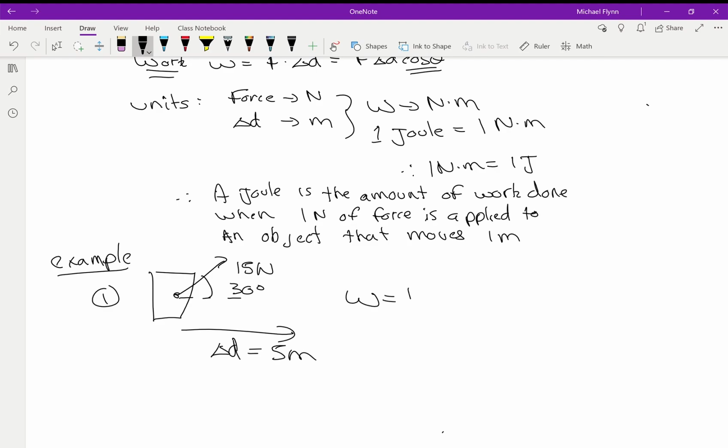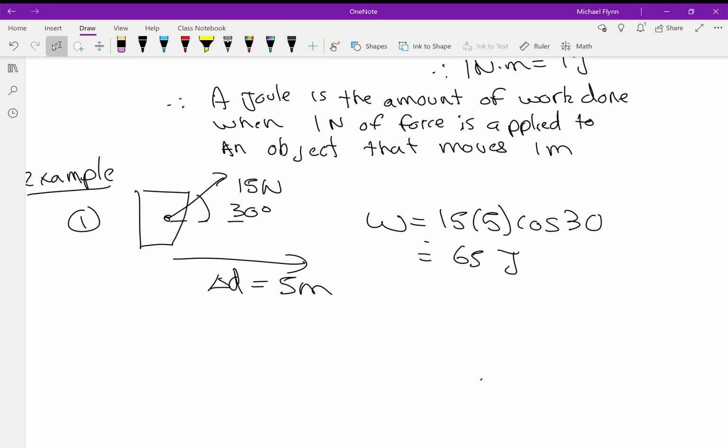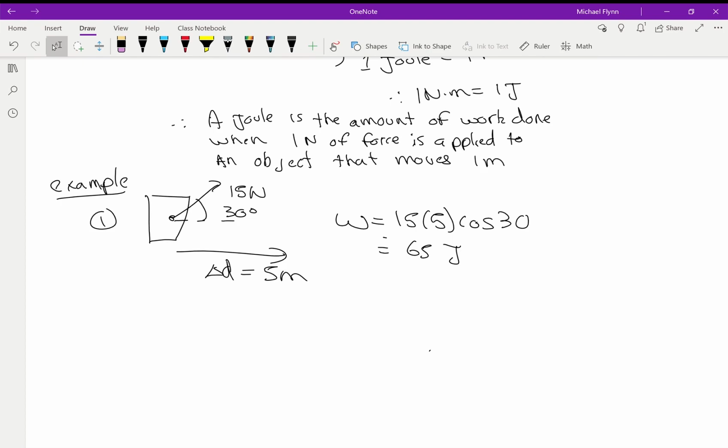Well, work will just equal 15 times 5, force times displacement, times the cos of 30. I just multiplied it out. 15 times 5 is 75, and times the cos of 30 is around 65 joules, approximately 65 joules. So 65 joules of work to do this. 15 newtons pulled for 5 meters at an angle of 30 degrees, you're going to do 65 joules of work. And that's it. That's a very simple example of work.